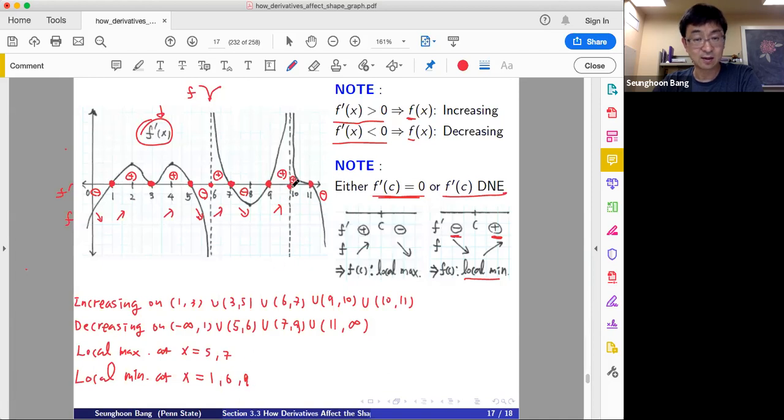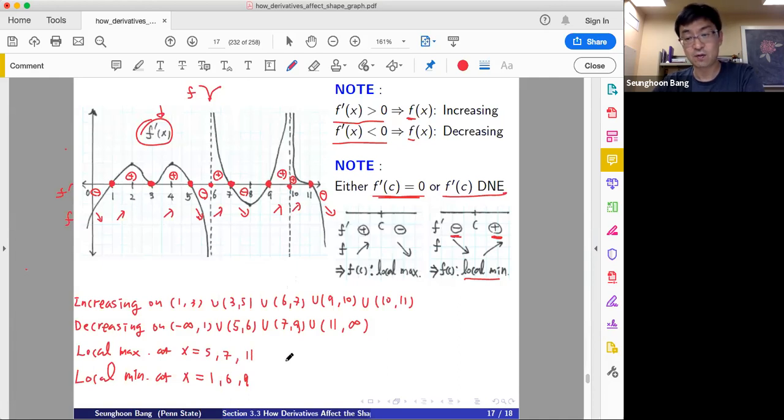What's 10? Yeah, neither. Increasing, increasing. Neither. What's 11? Yeah, maximum. The graph is increasing here, then decreasing. Local maximum at 11.